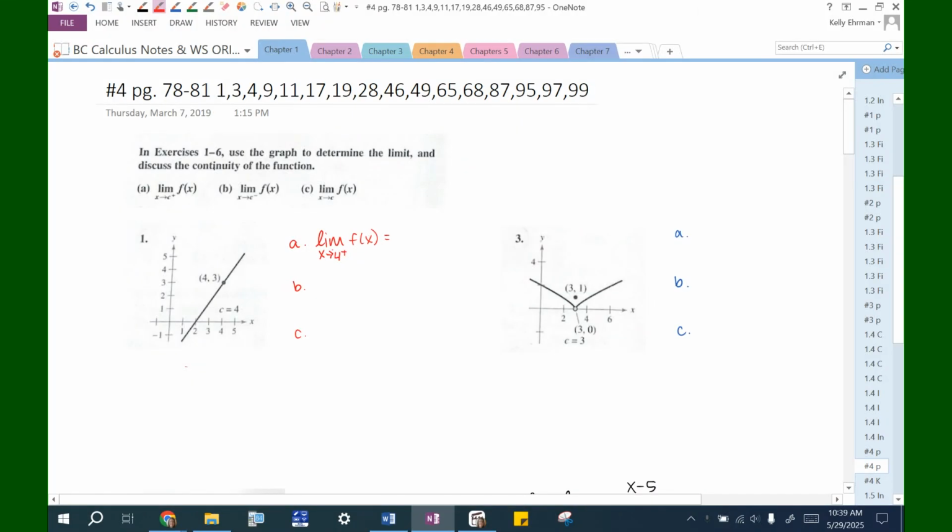Again, it's a good idea to write this out so that you're in the habit of writing correct limit notation. The limit as x approaches 4 on the right is equal to 3. Part B is the limit as x approaches 4 from the left. That is also 3. Therefore, the limit as x approaches 4 from both sides of f of x is also equal to 3.